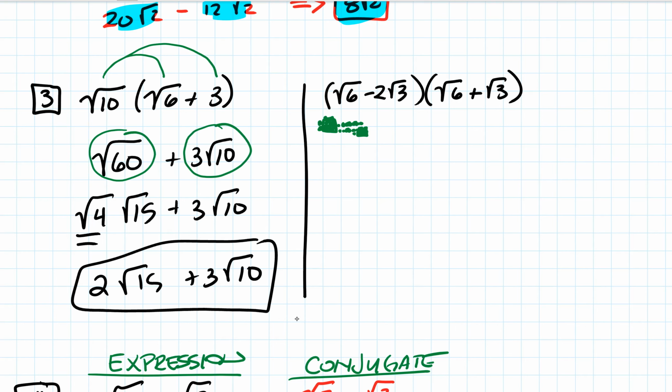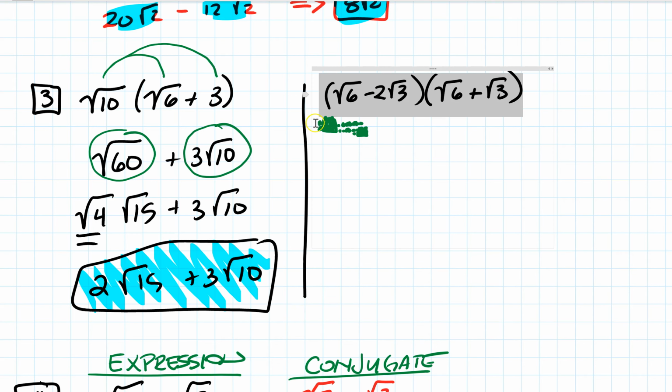60 can be broken up into 4 and 15. 4 is the largest perfect square that's a factor of the 60. That gives me a 2 rad 15. I can't do anything more with the radical 10, so therefore my answer is just 2 rad 15 plus 3 rad 10.